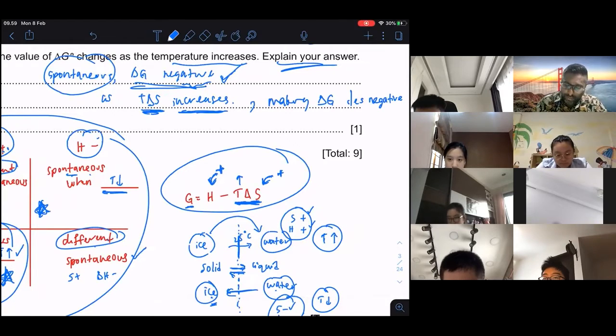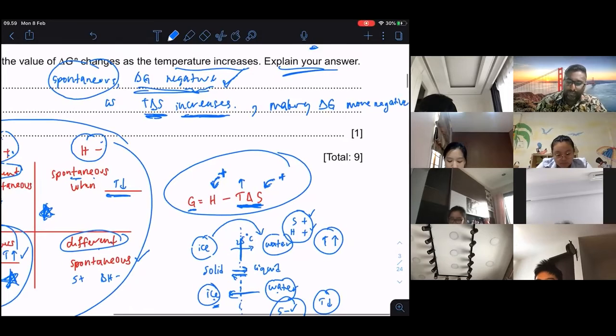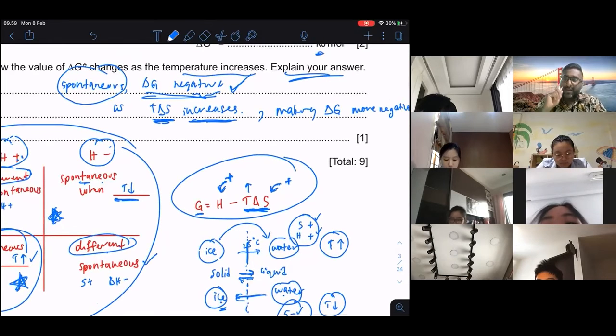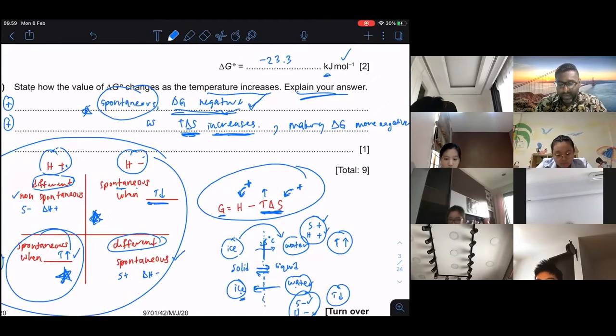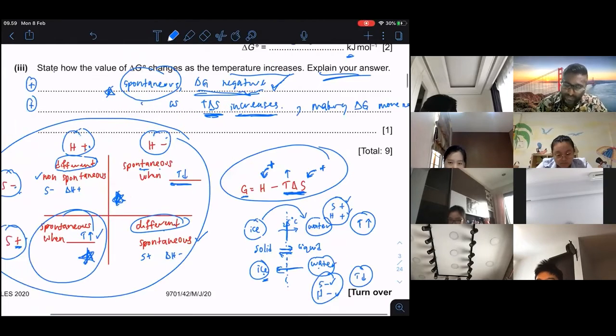Sorry, it is going to make Gibbs free energy become more negative. So it will make it more spontaneous. Will they award marks for the spontaneous? No, because basically you see, they don't actually even require you to mention whether the reaction is spontaneous or not. So you will get the marks not for the spontaneous, you will get the marks for these two.